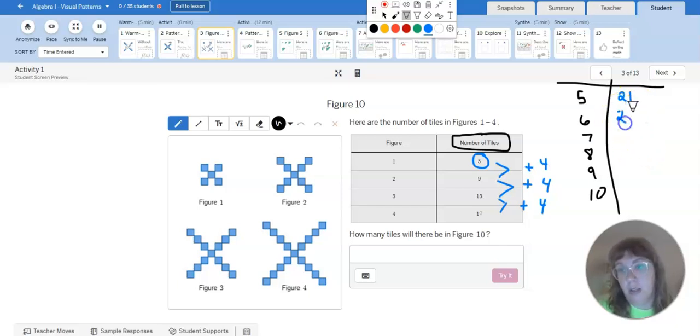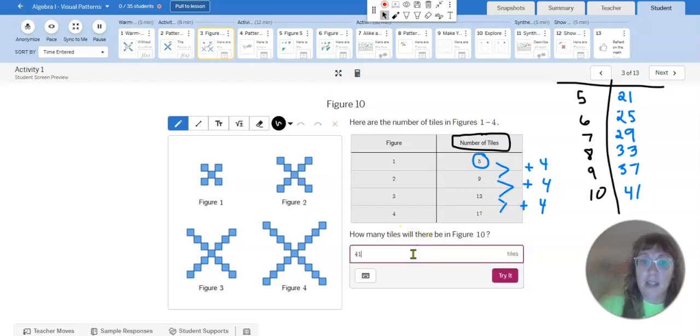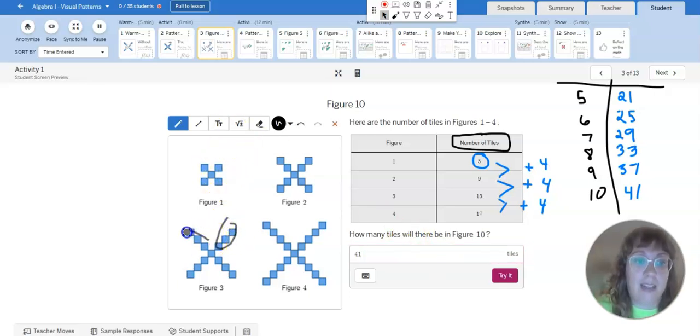21 plus 4 is 25. 25 plus 4 is 29. 29 plus 4 is 33. 33 plus 4 is 37. And finally, 37 plus 4 is 41. So we have this arithmetic sequence happening because we're adding the same amount of tiles each time by adding each to those wingspans that are coming out. Kind of looks like a butterfly.